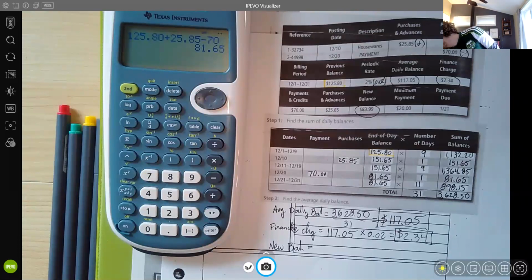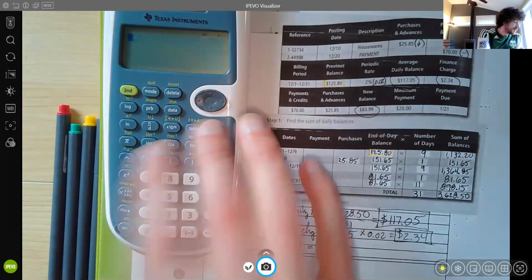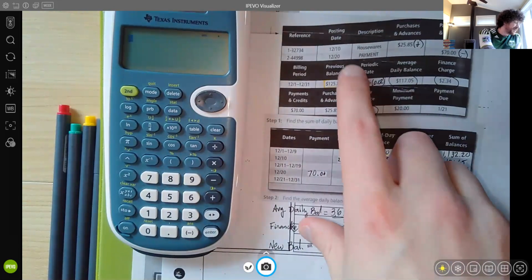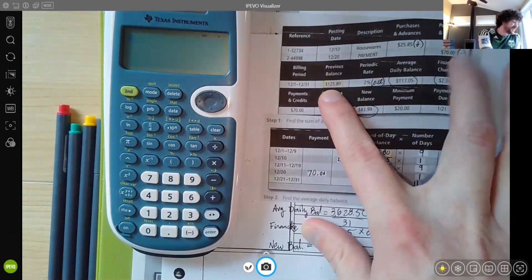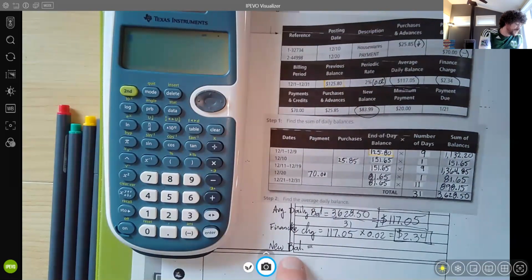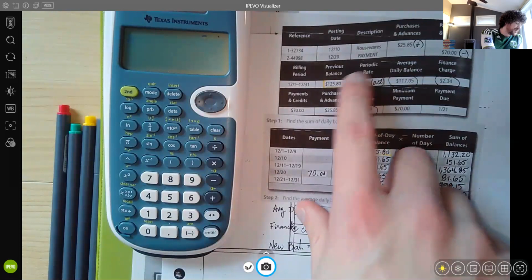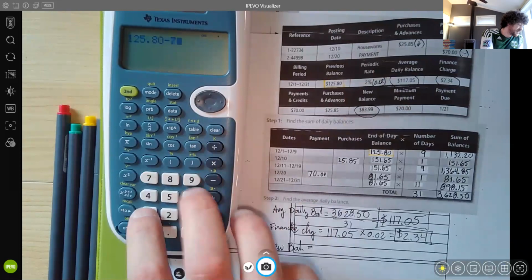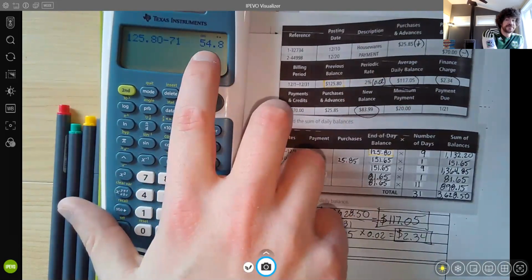All right, now, actually, hang on. Whoops, no. Unpaid balance, sorry about that, I need to make a correction. Unpaid balance is just the previous balance minus payments. So scratch that for a second, sorry. It's going to be previous balance minus payments. So 125.80 minus 70. The unpaid balance here is $54.80.